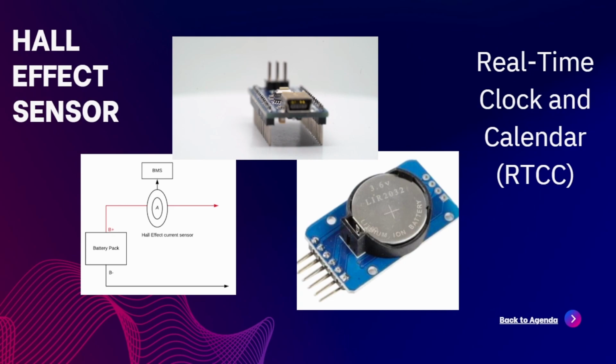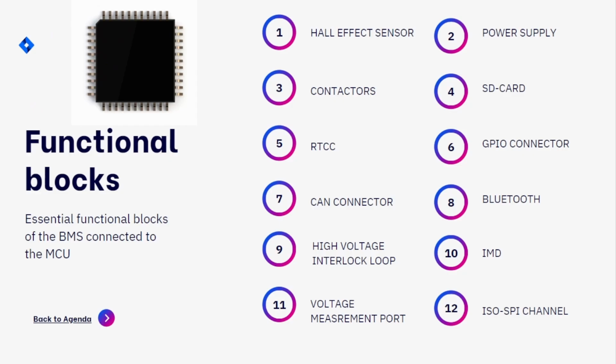Next one is the power supply. For the functionality of the MCU, it requires some power input, which is given by an auxiliary power supply or from the battery pack itself through a DC to DC converter. Next one is the contactor. So what is the contactor? The contactor is a functional block that connects and isolates a battery pack between the load and the charger.